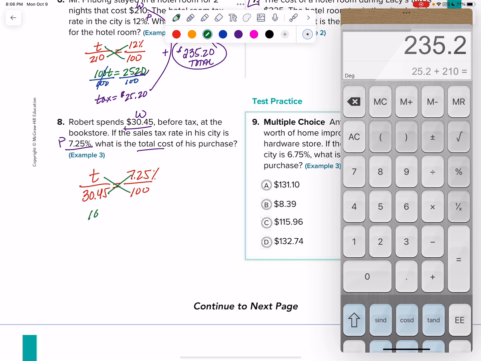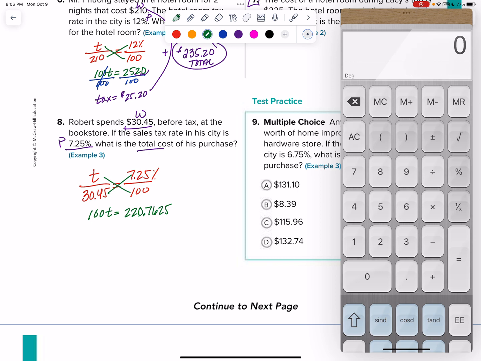So we have 100t equals whatever 30.45 times 7.25 is, and it is 220.7625. Write it out there and keep it. We're not doing any rounding till the end, okay? You don't round in the middle.